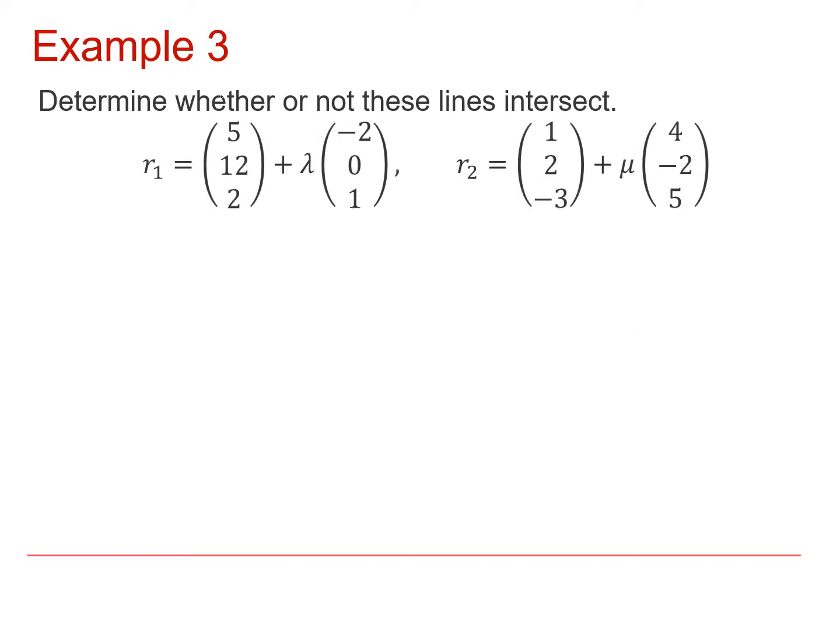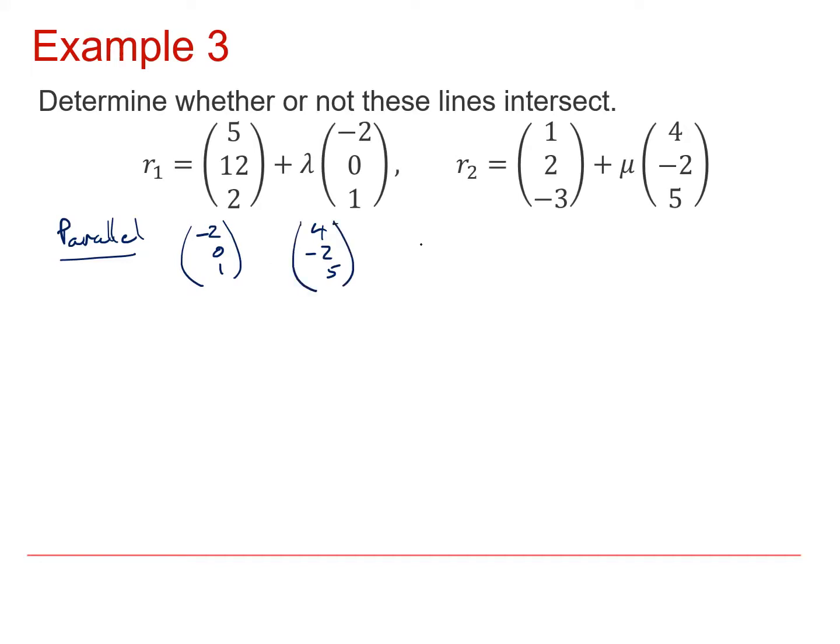Okay, so in this example, we want to determine whether or not these lines intersect. And this is a slightly different question. So the starting point is, have we got parallel lines? Because that would give me a hint as to whether I've got an intersection or not. So are they parallel? Well, my direction vector for the first one is -2, 0, 1. And for the second one is 4, -2, 5.